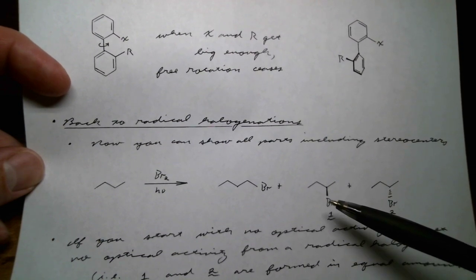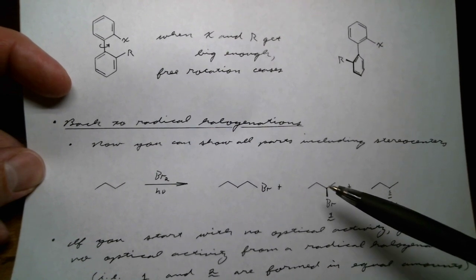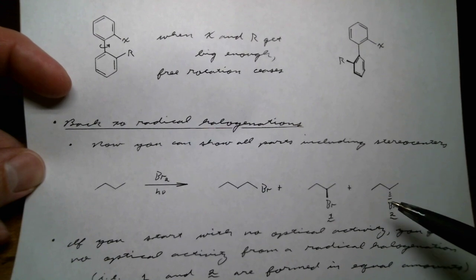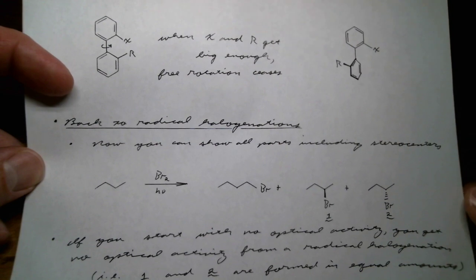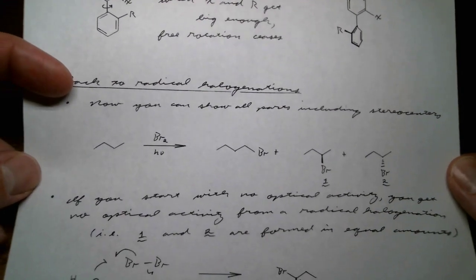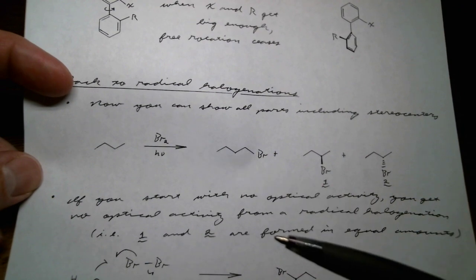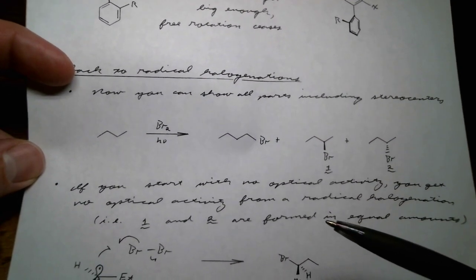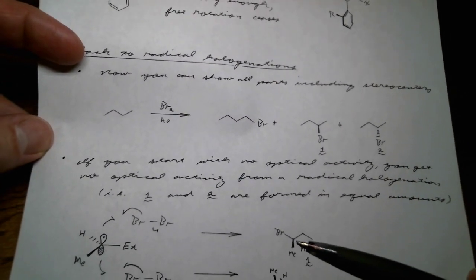So what stereocenter would this one be? Hydrogen pointing back, priority 1, 2, 3. This one's going clockwise, so clockwise is R. This one looks clockwise, but hydrogen's in the front, so it is S. So if you start with no optical activity, butane is not optically active, nor is bromine, you get no optical activity from a radical halogenation. In other words, 1 and 2 are formed in equal amounts.